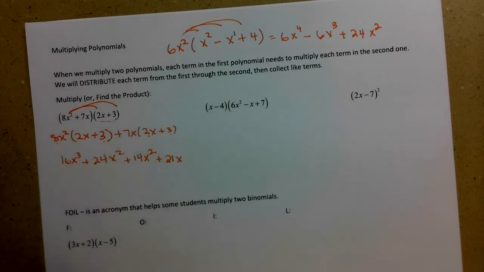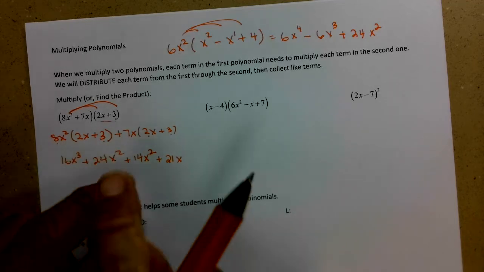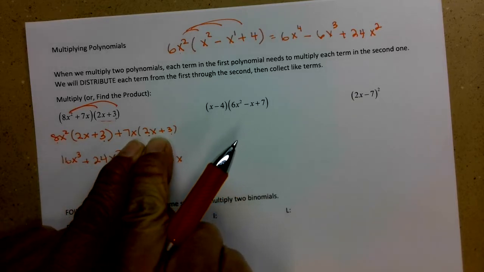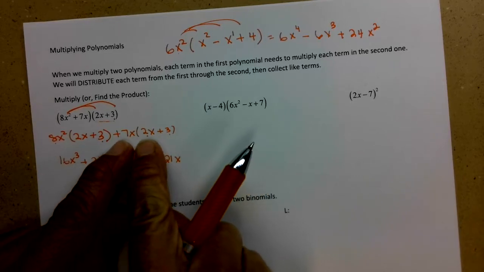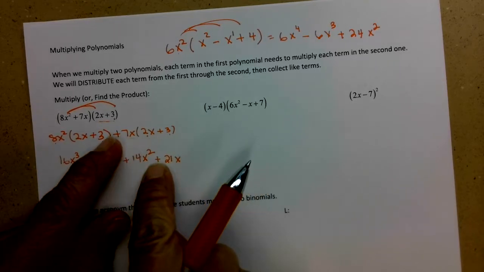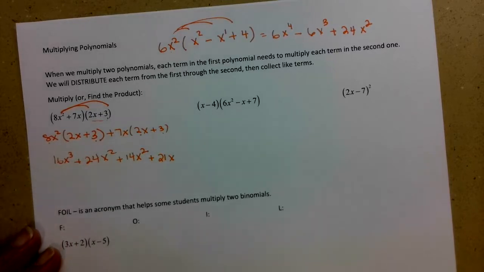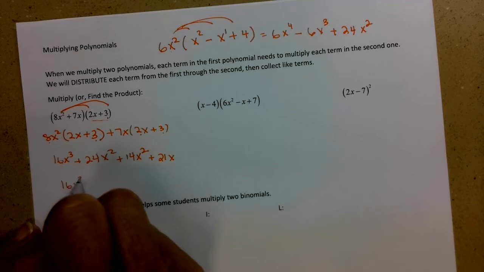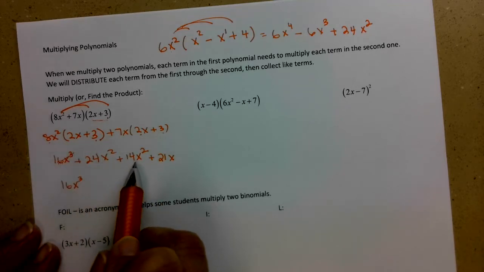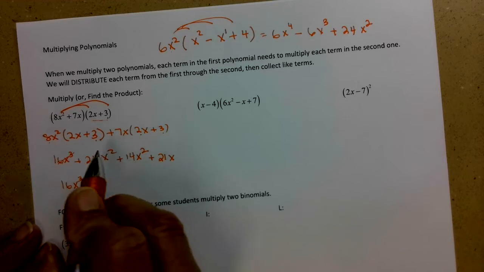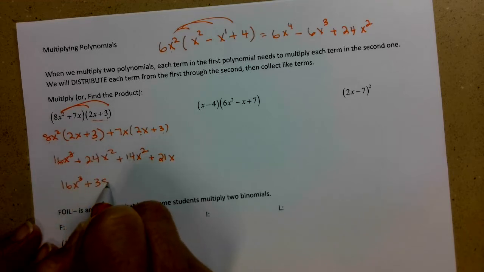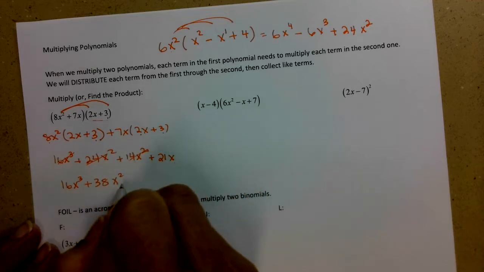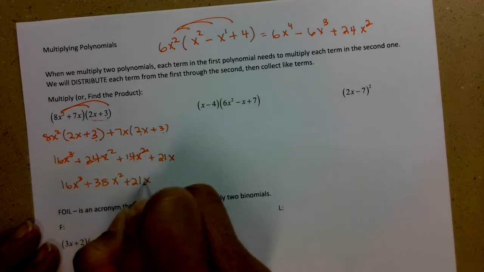So when we're multiplying the two terms together, we multiply the coefficient parts and then we use our exponent properties on the variable parts. So the 7 times 2 is the 14, and then x times x is x squared. Now we're going to collect our like terms. So 16x cubed, and then 24 plus 14. Remember, we add our coefficients, so that'll be plus 38x squared. The variable and its power stay the same, and then plus 21x.